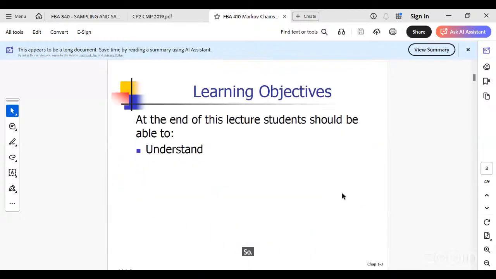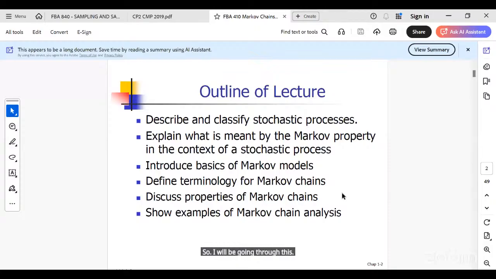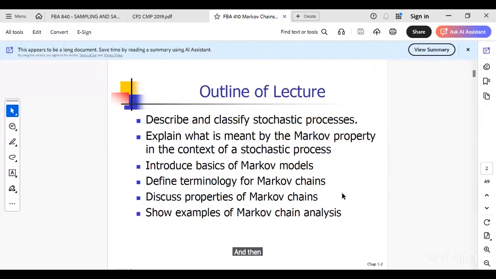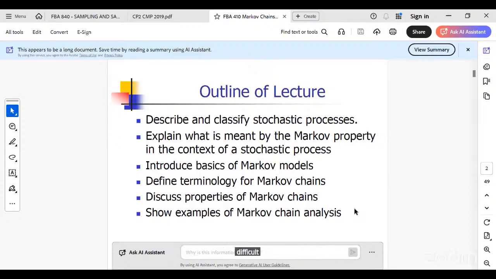So I will be going through this outline. I'll describe what a stochastic process is, so that you can see the link, okay? What stochastic processes are and how important they are, and then what we mean by the Markov properties, and then we'll describe the Markov models, and then I'll go to the Markov chains, discuss the properties of Markov chains, and then show examples. In fact, I will demonstrate using Excel how to derive what I call the transition matrix from first principles. This is an area that is very, very applicable, but it is hardly used because people see it as if it is difficult, but it is not difficult at all. It is very, very useful.